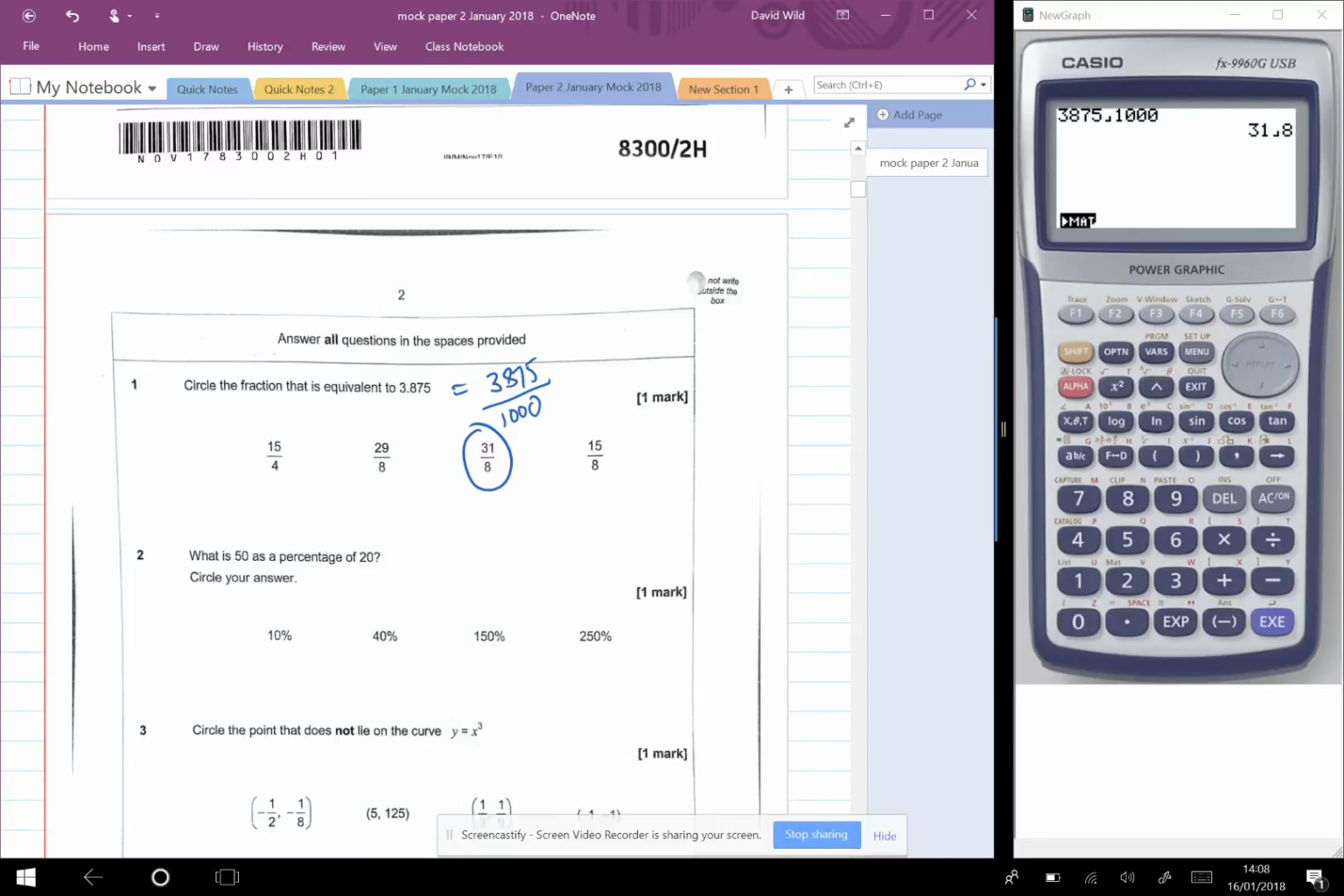What is 50 as a percentage of 20? Is the next question. Well, we can see that 50 is 2.5 times bigger than 20, so that's going to be 250%.